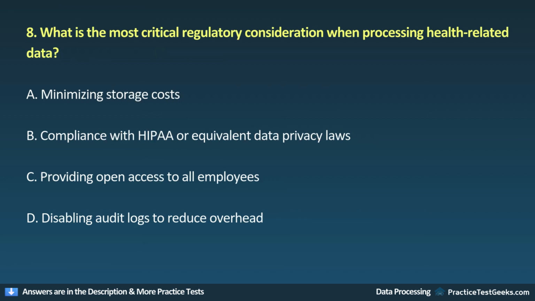8. What is the most critical regulatory consideration when processing health-related data? A. Minimizing storage costs. B. Compliance with HIPAA or equivalent data privacy laws. C. Providing open access to all employees. D. Disabling audit logs to reduce overhead.